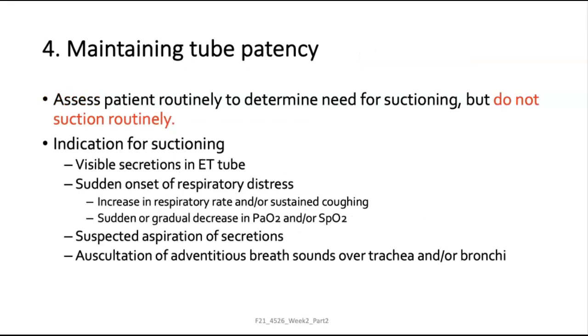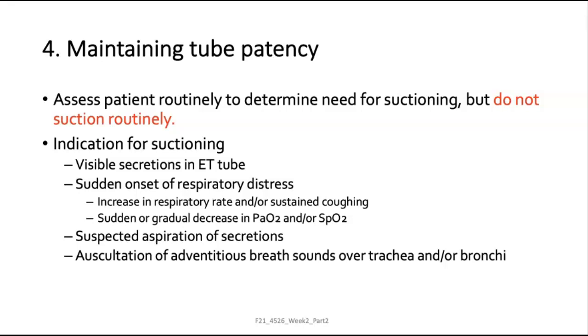Maintaining tube patency. It's very important to ensure that you do suction your patient, but you do not suction your patient routinely. It used to be that I would suction my patient every 2 hours. It was a routine thing. This has changed, so that you only suction the patient when they absolutely need it.